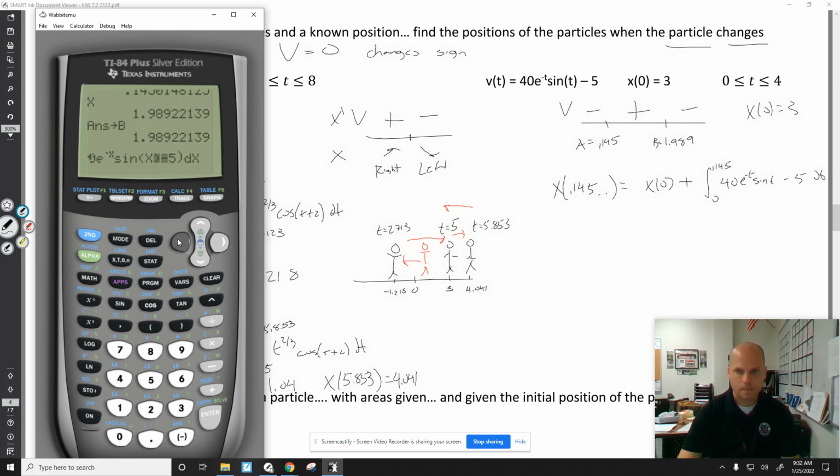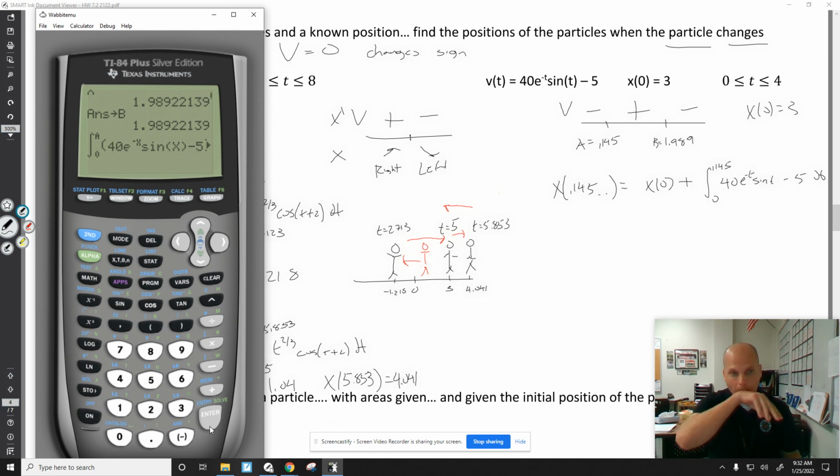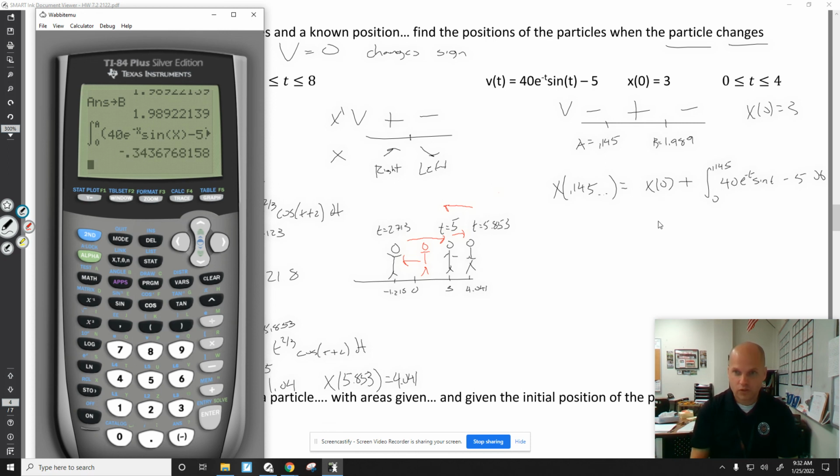Okay, so from 0 to A. Negative. So I've started at a position of 3. I then have displaced. I've moved to the left 3.43 units. My position at this first time when I change directions, this will be a minimum position, is 2.656. Then my position at 1.989.